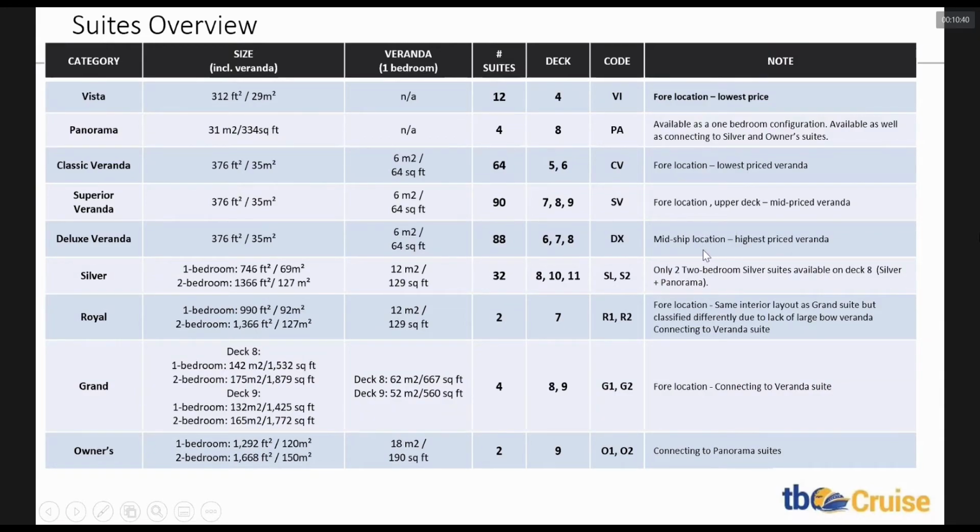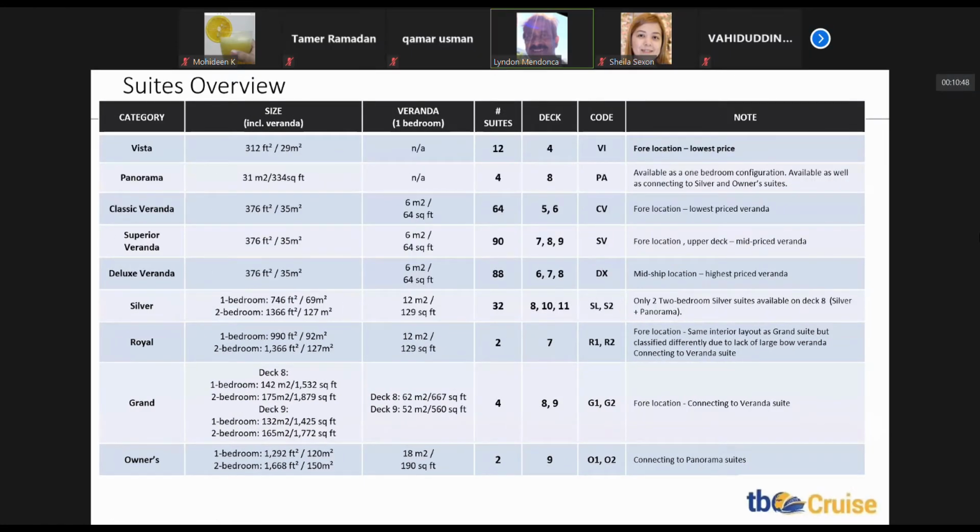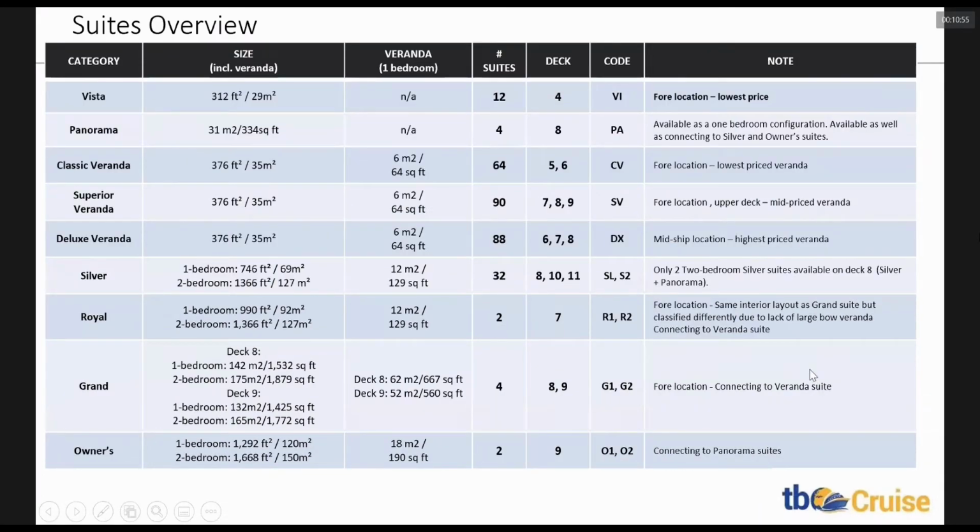I'm going to give you an overview of the suites. We start with the Vista category of suites, and they go all along from the Panorama to the Grand and to the Owner's suite. And these are available across the ship for your guests to book. So there are a few Vista suites. There are only 12 on deck 4. And then as you go to the midship variety of the Classic Veranda and the Superior Veranda suites, there is plenty of availability.